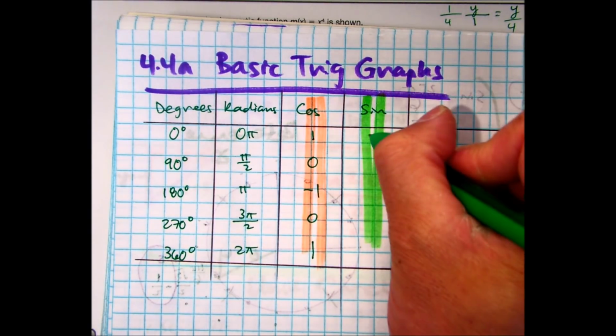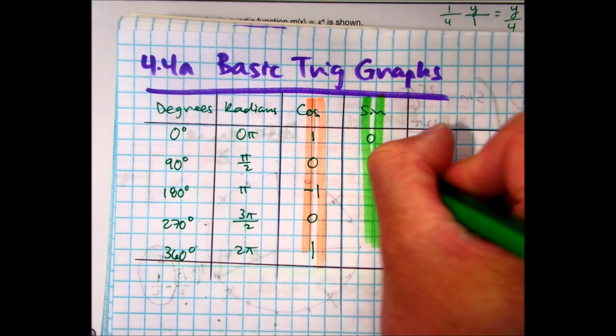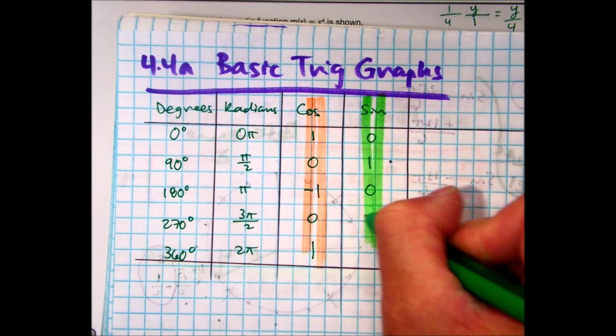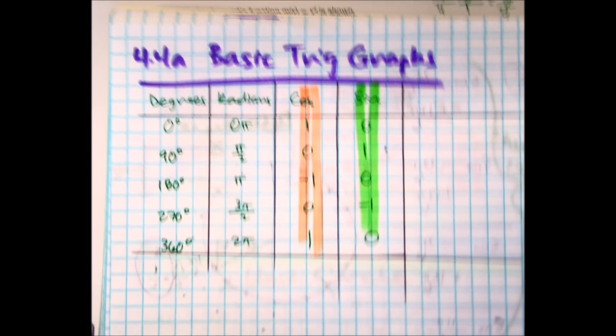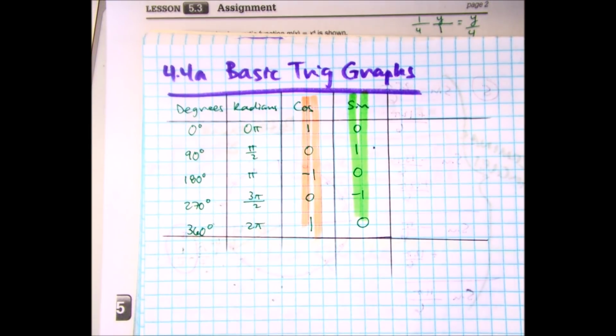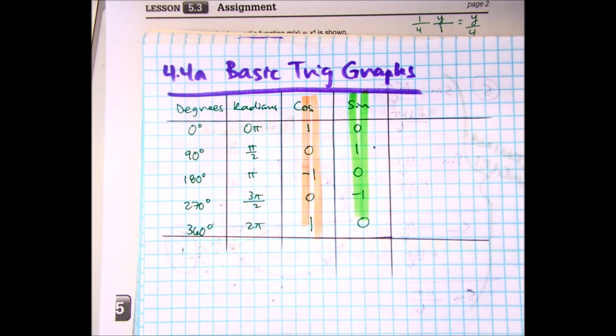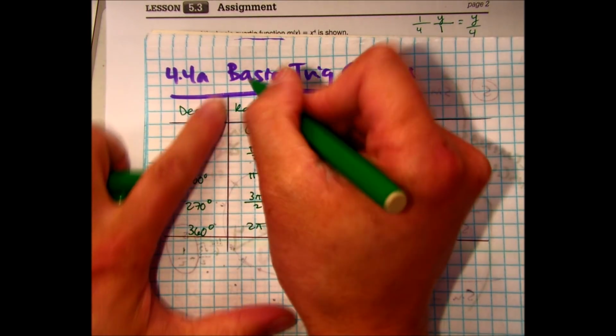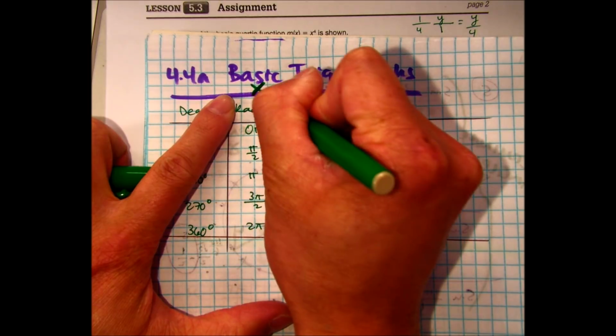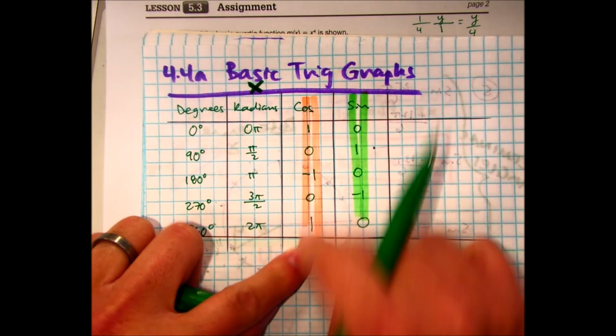Boys? 0, 1, 0, -1. Alright. So these are basically the quadrantal angles on the unit circle. Now I'm going to take this, and these are basically our x values, but I'm going to use it in radians, so I'm going to call this one up here x. And we'll just graph cosine.